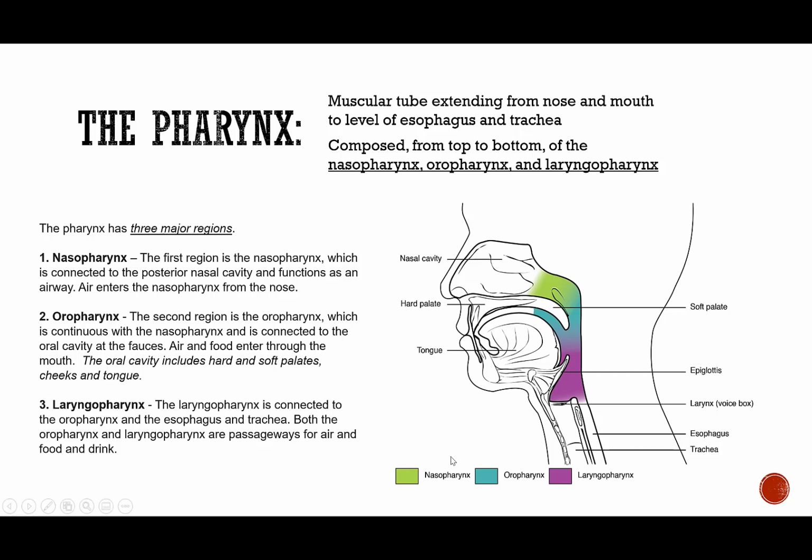So if you look at this diagram, you can see the color coding here, and it gives you a good idea of how this stuff works, right? Nasal cavity is bringing in air. The mouth, right?